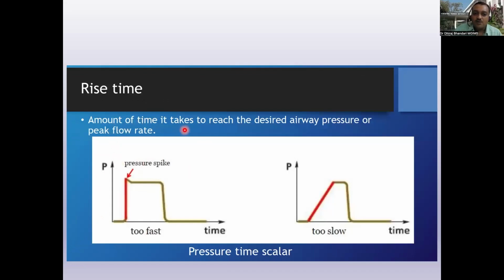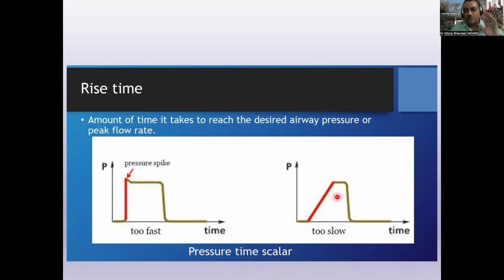Now rise time, again, not very important, but in some cases yes, it makes a difference. It is the amount of time it takes to reach the desired airway pressure or peak flow rate. Now if you see a graph that is too straight, what will happen is, suddenly all of the air is going inside. So this is probably too fast a rise. And if you see a long slanting slope, you will have a curve, and you will say that my ventilator is delivering the flow very slowly.